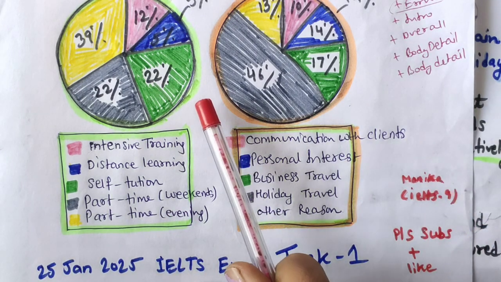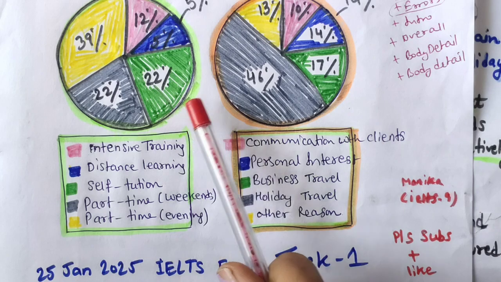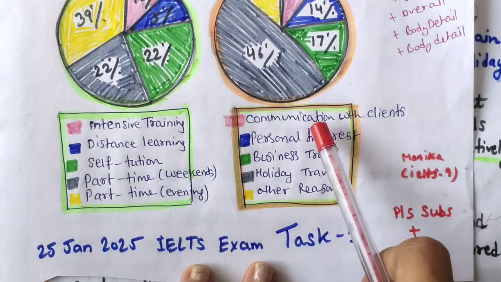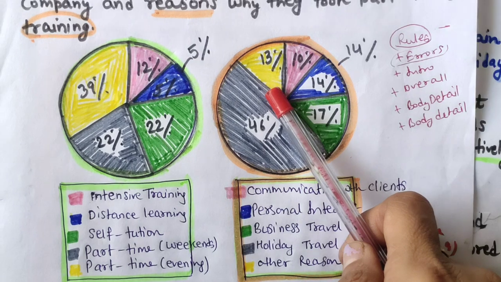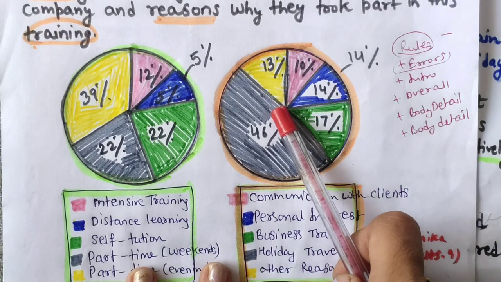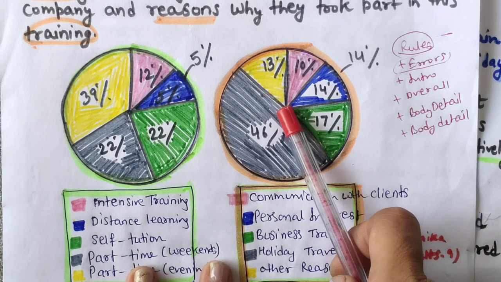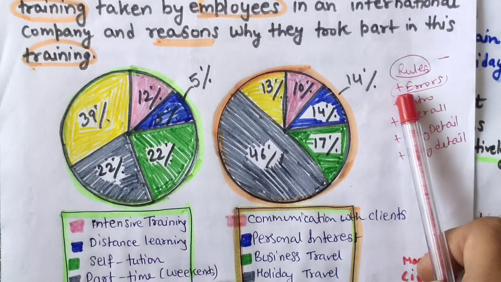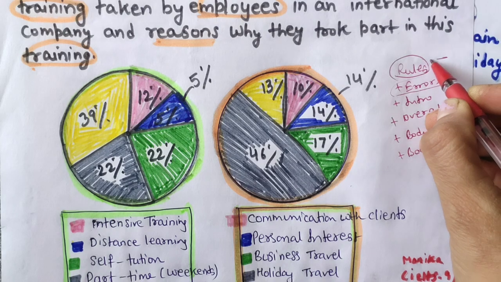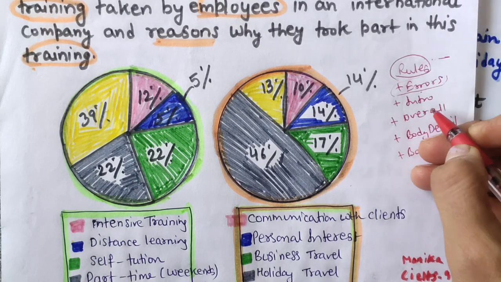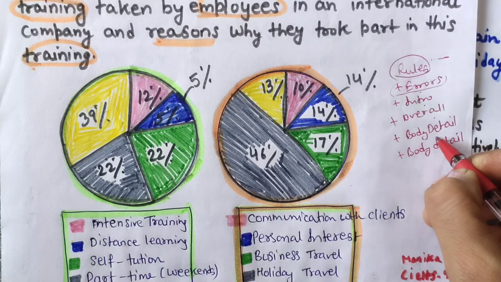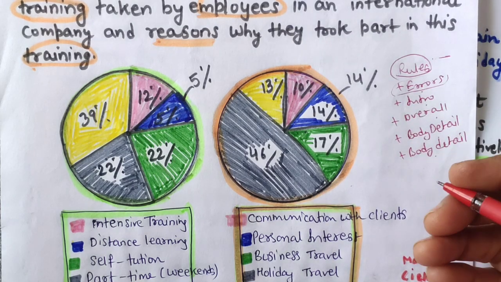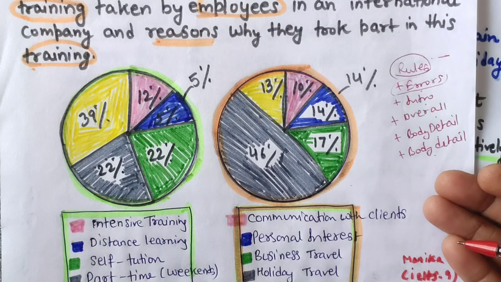So this writing task 1 having two pie charts was part of the 25th January 2025 exam in India. If you are from another country, you can always tell the type of question that you got in your IELTS exam. In this video, we will talk about rules, your errors, how to write the introduction, overall paragraph, body detail 1 and body detail 2 also. If you want to write a small paragraph about the general things, you can write it.